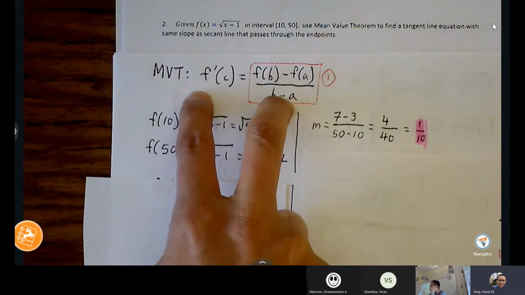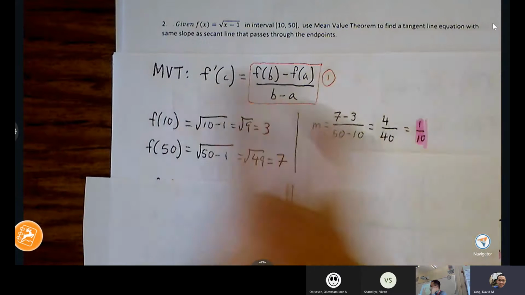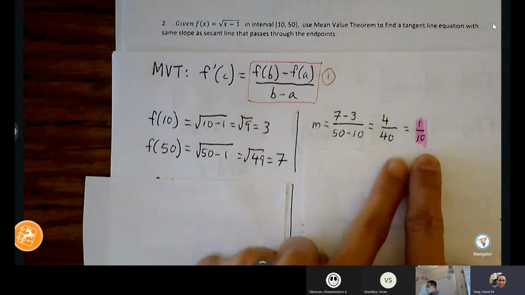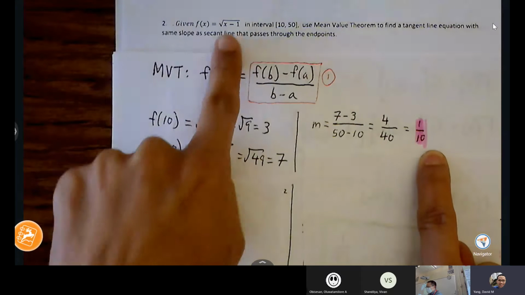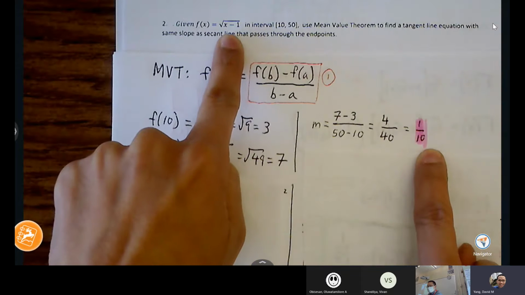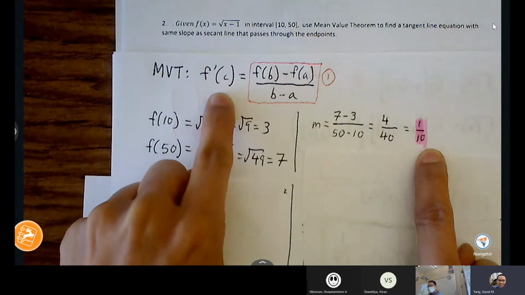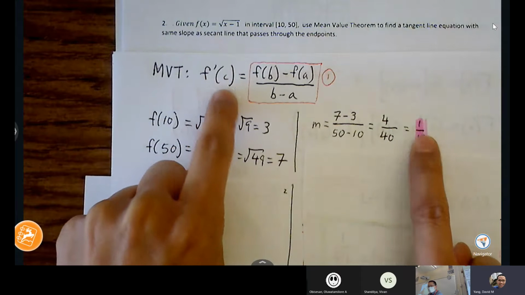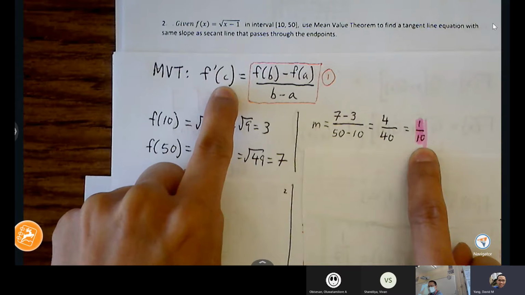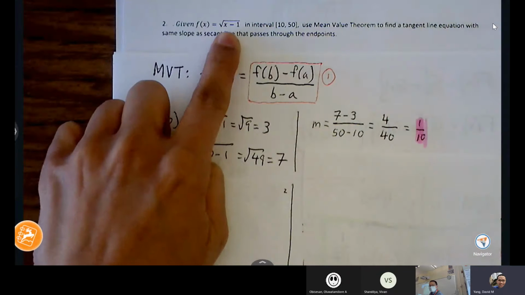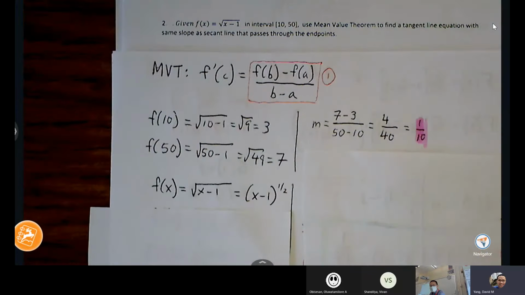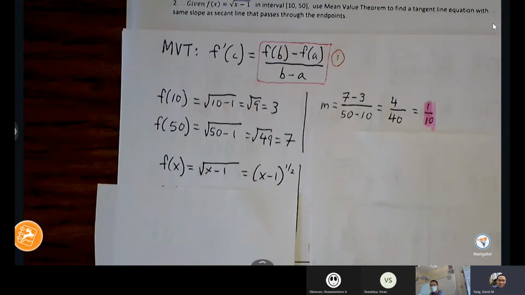Now I need to figure out the derivative portion of it, right? This is a guaranteed slope. I want to know where on this curve there is a slope of 1/10. So I'm going to set the derivative equal to the slope. And then if I do that, I can figure out the location of this particular slope. So to find f prime, we're going to go through chain rule. Rewrite it as parentheses to the 1/2.